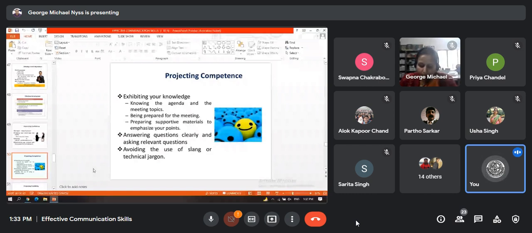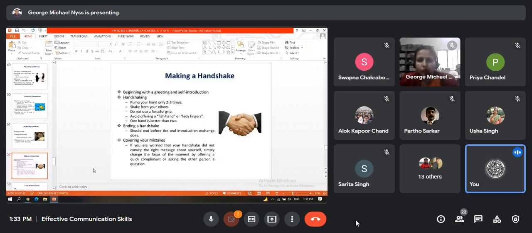Now we'll discuss making a handshake. When meeting someone, begin with a greeting and self-introduction. When handshaking, pump your hand only two to three times. Shake from your elbow. Do not use a forceful grip. Avoid offering a fish hand or lady fingers. One hand is better than two. End the handshake before the oral introduction exchange ends.